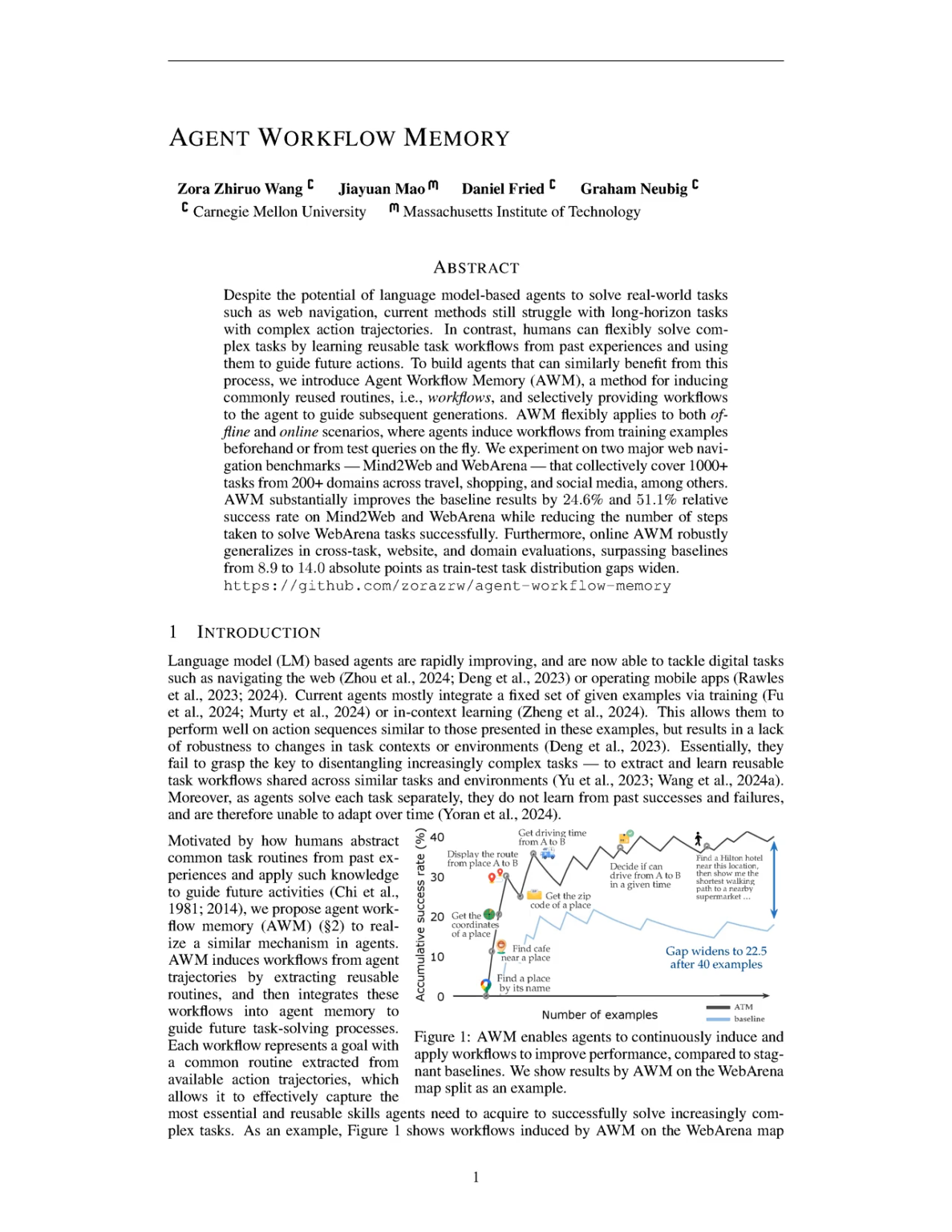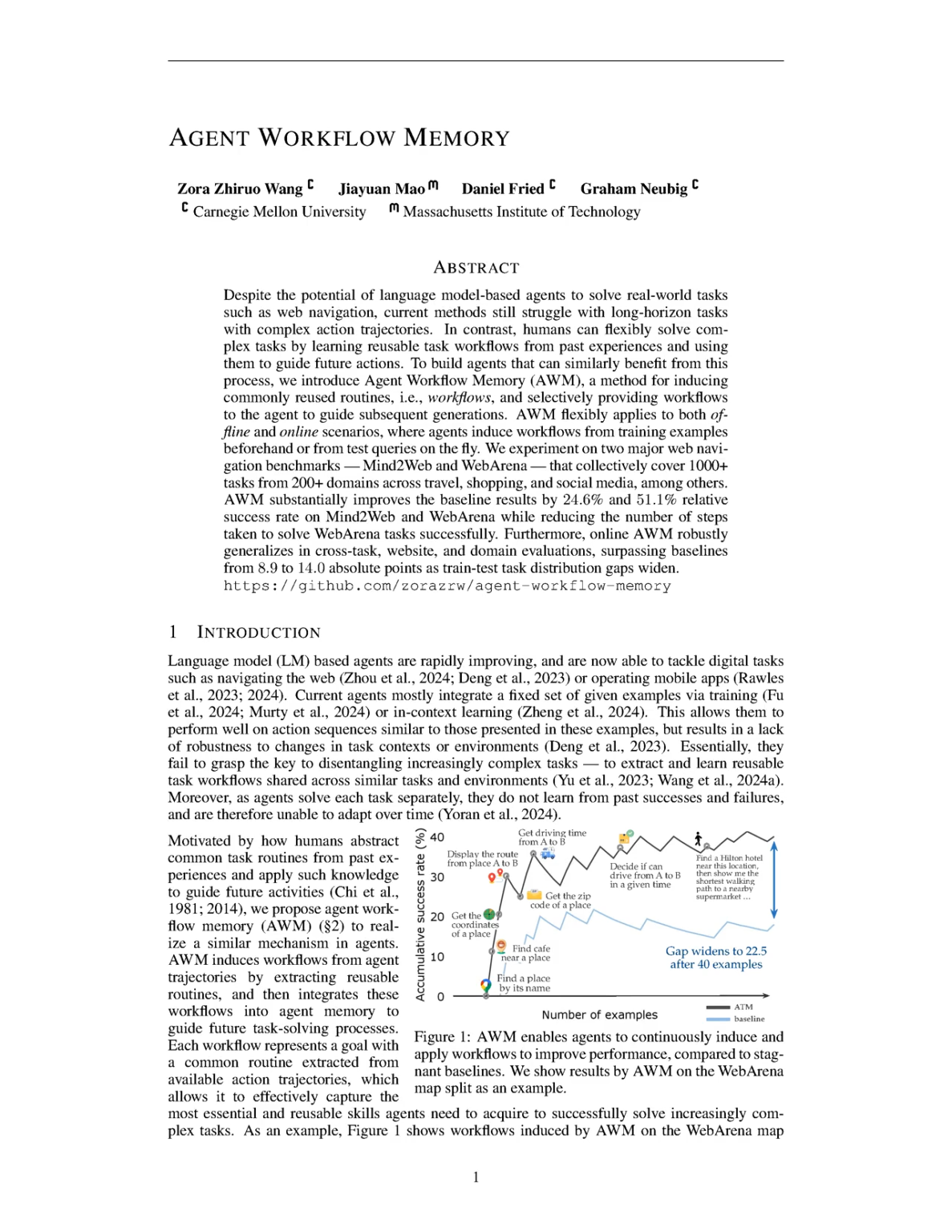The Agent Workflow Memory (AWM) method addresses the problem of current language model-based agents' lack of robustness and adaptability when faced with changes in task contexts or environments. These agents typically rely on a fixed set of examples, which limits their ability to learn from past experiences and adapt over time. The motivation behind proposing AWM stems from the observation that humans abstract common task routines from their experiences and apply this knowledge to guide future activities.